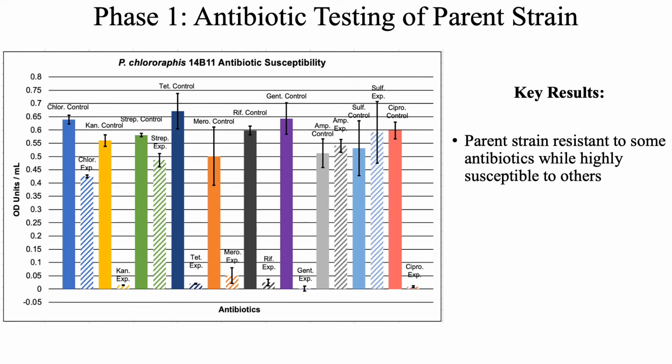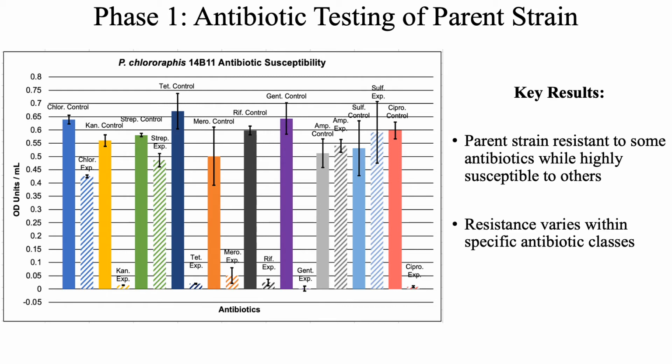others. If it was resistant, that means that the control and experimental growth rates were similar, as seen with ampicillin and sulfamethoxazole on the right-hand side of the graph. If it was susceptible, then there's a large difference between the control and experimental bars, which can be seen with rifampicin and gentamicin in the center part of the graph.